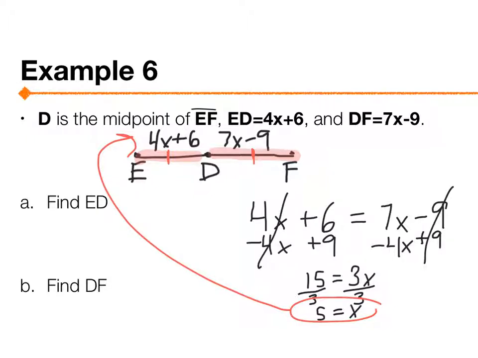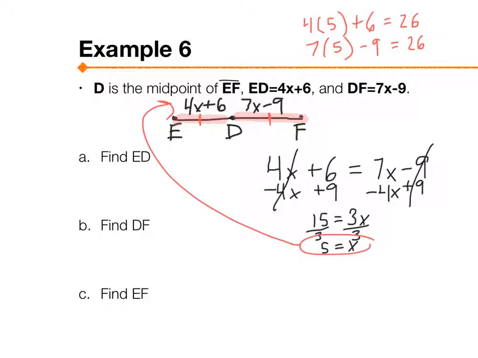So 4 times 5 plus 6 is equal to 26. And then for the other one, 7 times 5 minus 9 is equal to 26. Since we know that they're equal, you could only plug it back into one. The other one would automatically be 26. But to double check your work, plug it back into both and you will get the same answer when it's talking about midpoint.